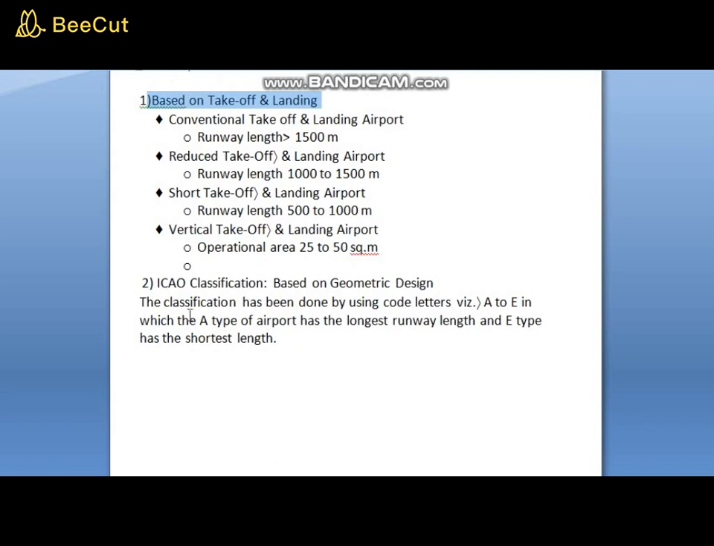The next classification is ICAO classification. Based on geometric design, the classification is done using the code letters A to E, in which type A of an airport has the longest runway length and type E has the shortest length.